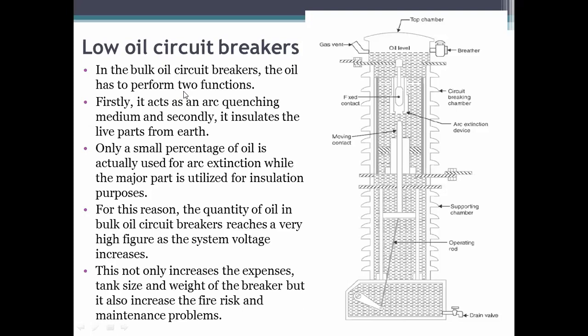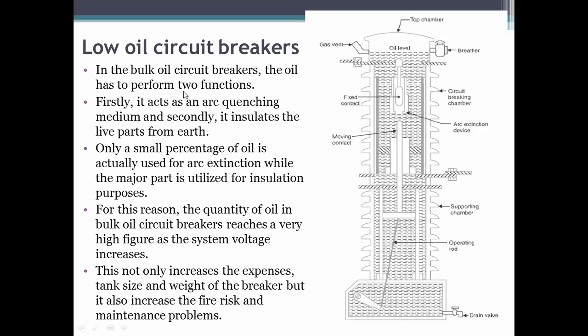Okay, because for both purposes it is used. Now this is not increasing the expenses only, but also the tank size and weight of the breaker, and it also increases the fire risk and maintenance problems. So when we are using the bulk oil circuit breakers, these are increasing the cost, the total tank size and the weight of the breaker also.